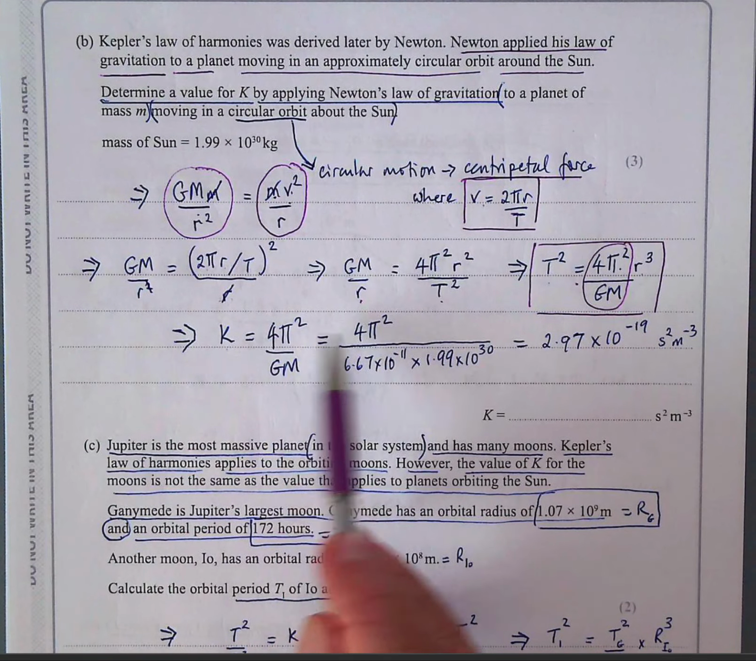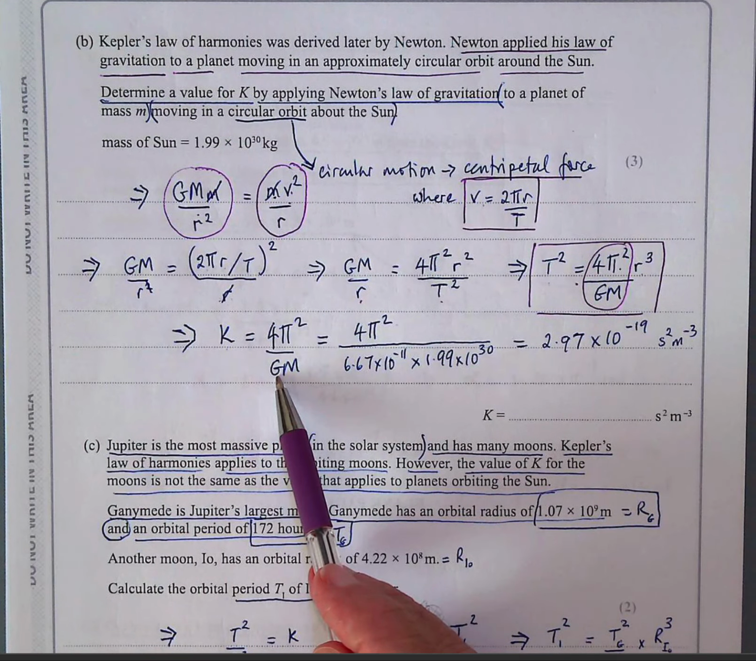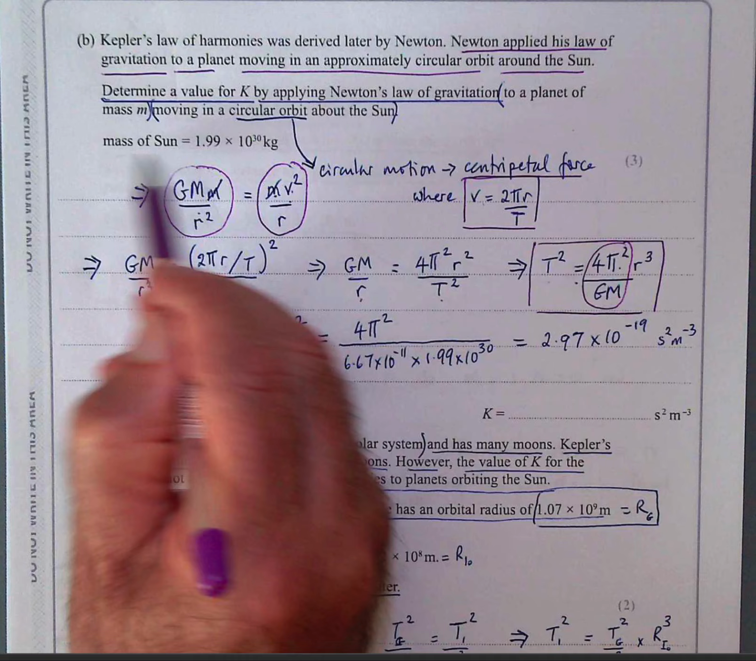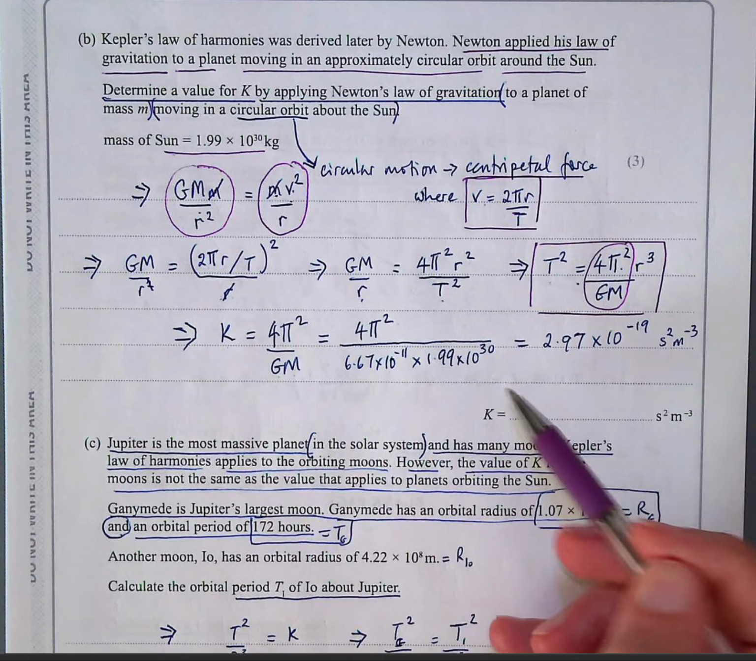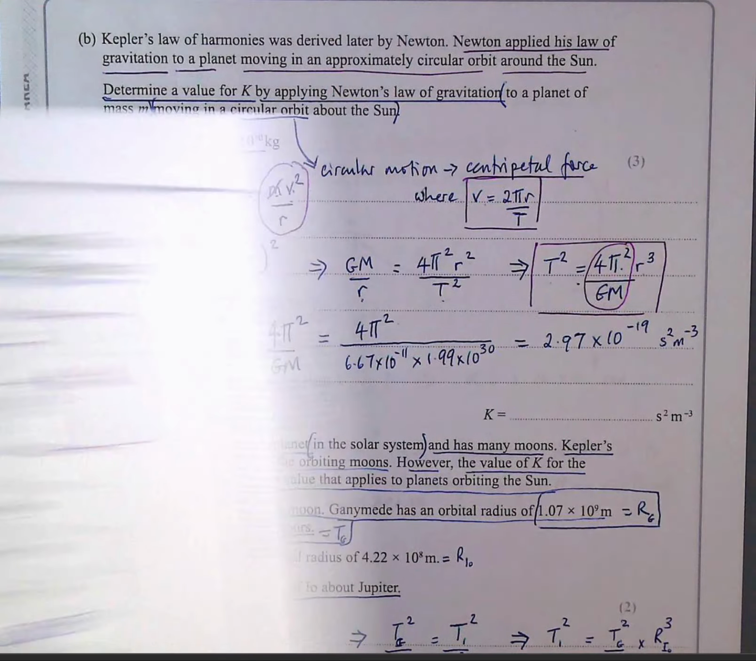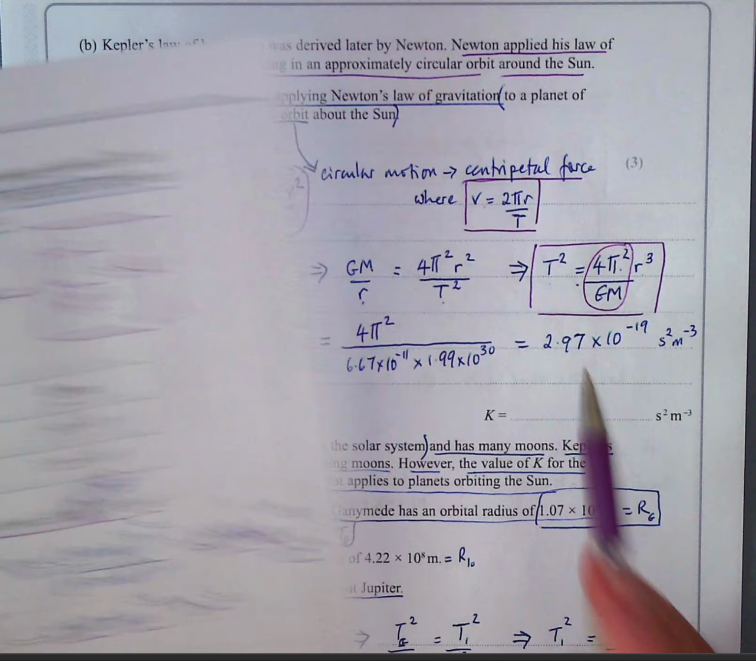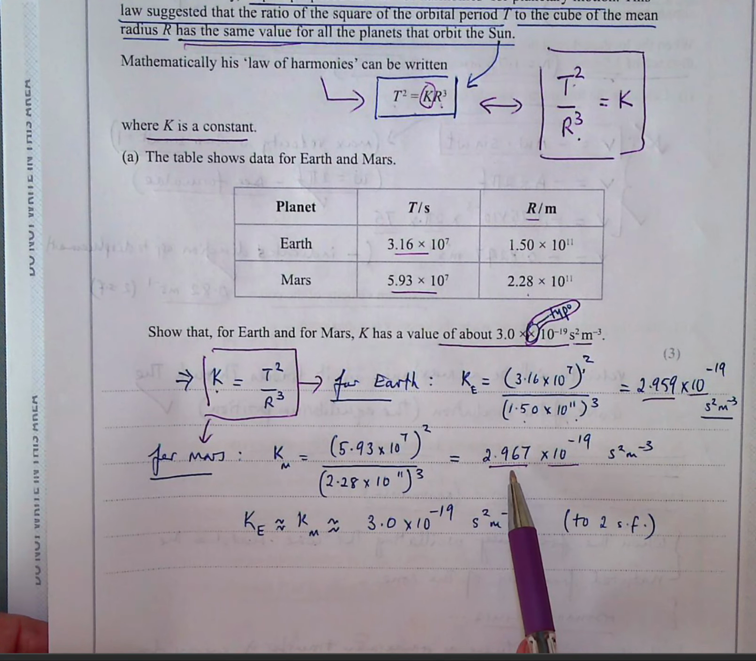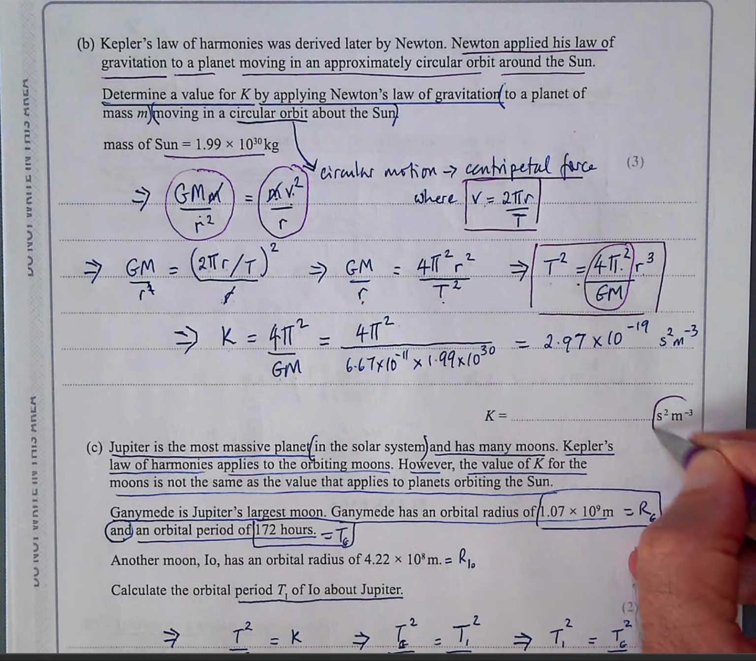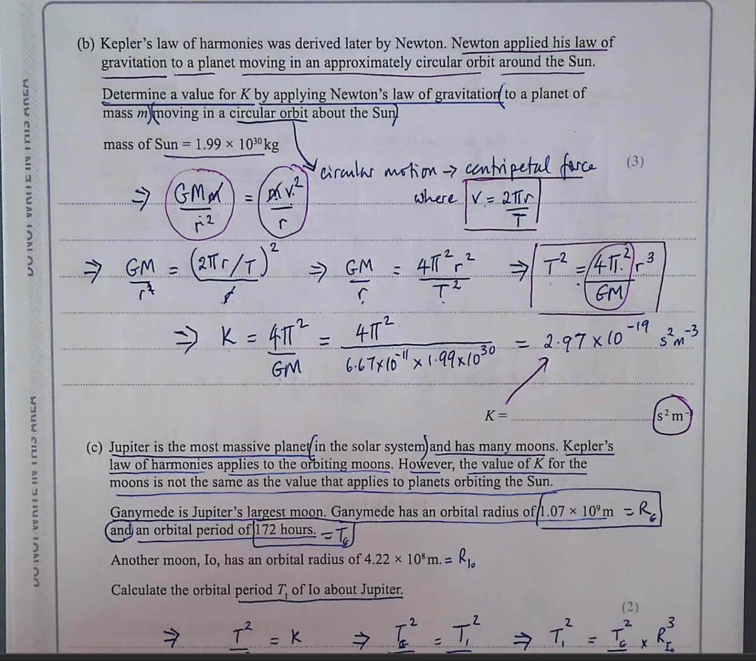So it'll be 4 pi squared, which is just a number, divided by G, divided by M, where M is the mass of the sun, and the mass of the sun is given to us here. So if you do that, you come up with a k value of 2.97 times 10 to the minus 19. If you noticed before, 2.97 is exactly the same as what we got for Mars, 2.967, and for the Earth, 2.96. So it is another way of confirming the value, which should be written in here, ideally.